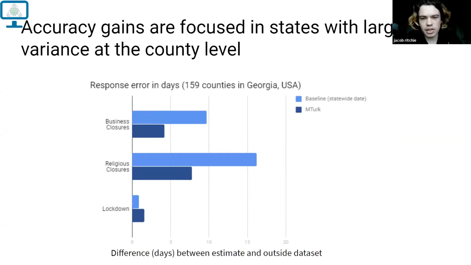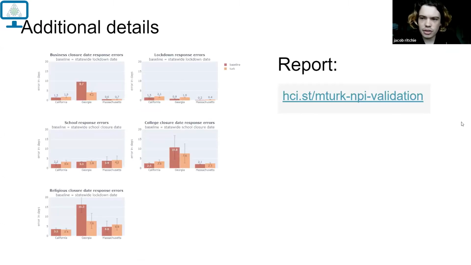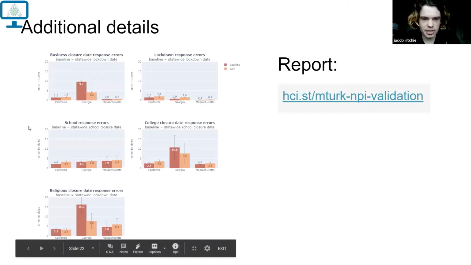We did better than a baseline of just using the statewide closure date, because often in this case, the counties would close earlier than the state because there was a large lag there. But for the other 2 states, we saw less dramatic improvements, and sometimes, for example, for school responses, this wasn't much better than the baseline anywhere.